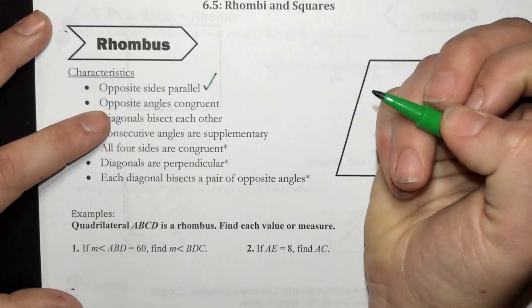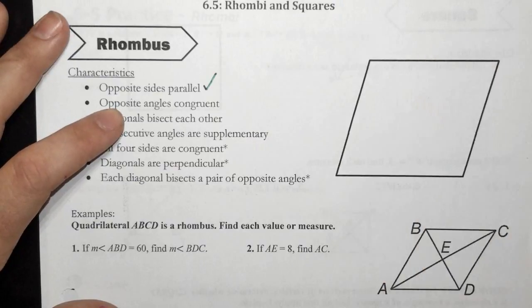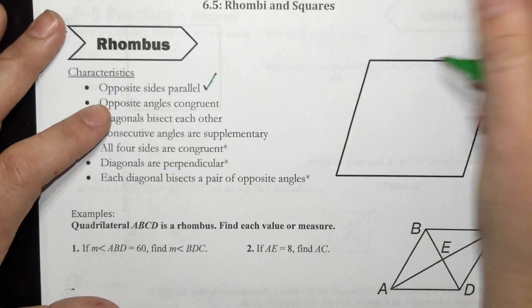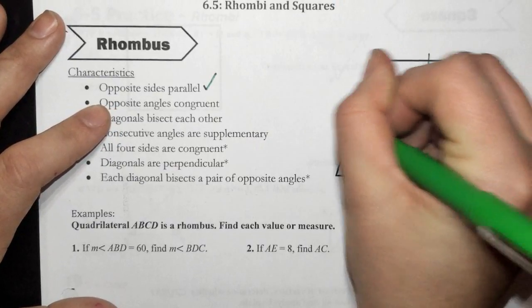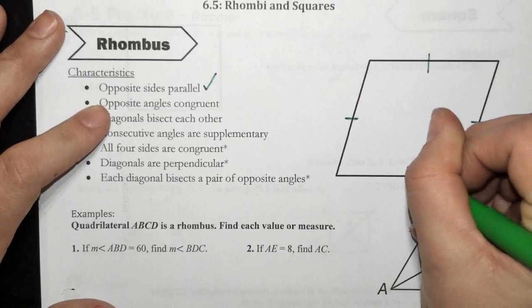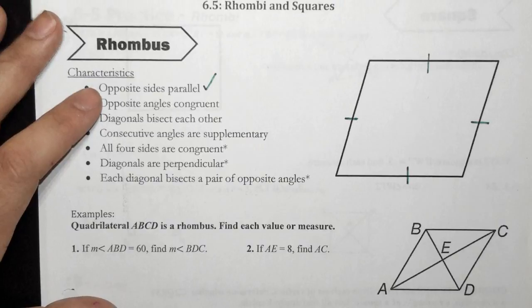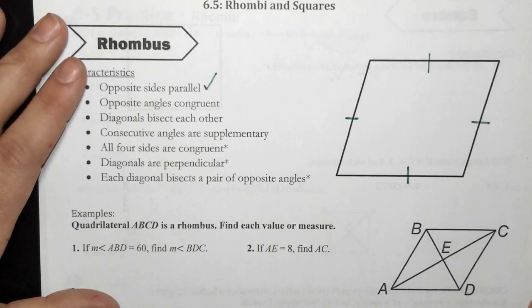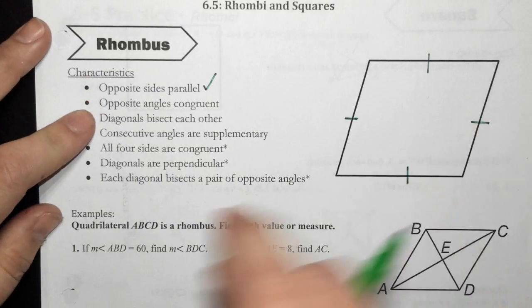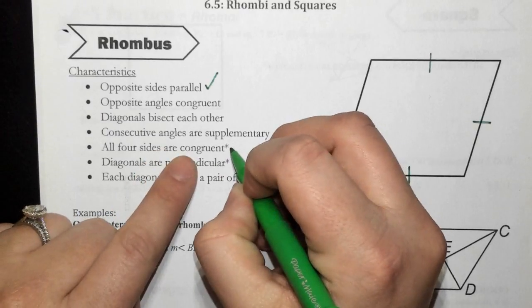All right. So, let's start with, and I might not go in order, but it's a rhombus, which means all of the sides are the same. So basically, it's a tilted square. Okay, a rhombus has all sides that are the same. So let's check this one. All four sides are congruent.